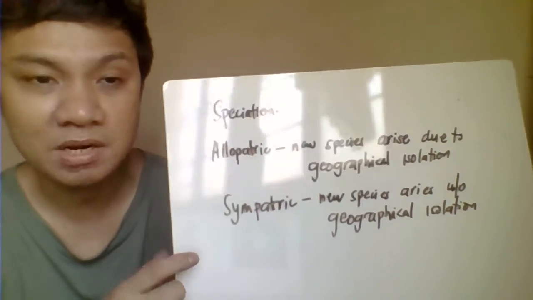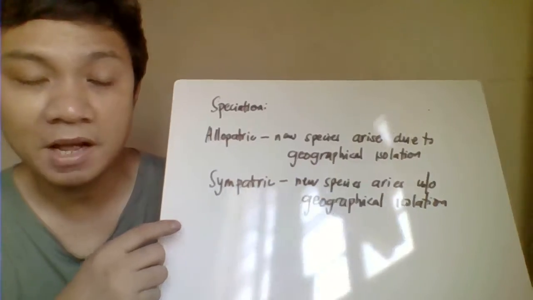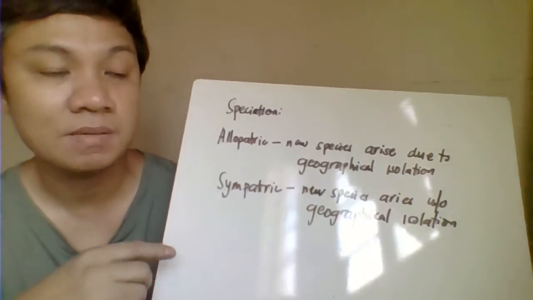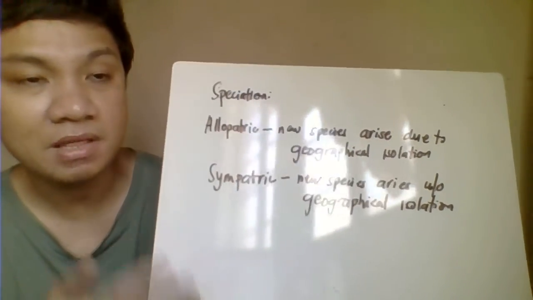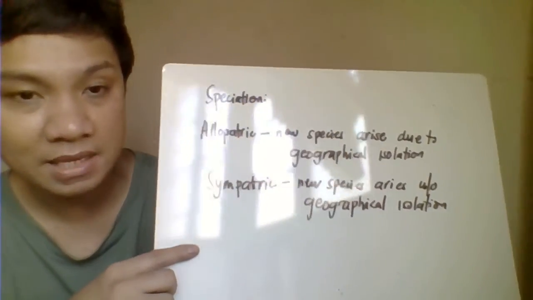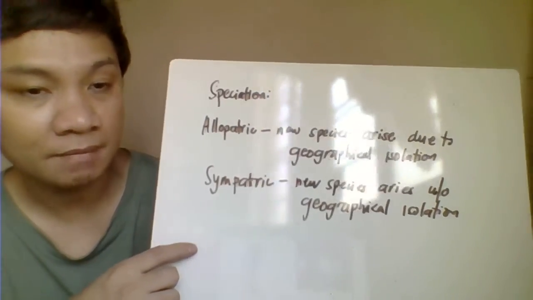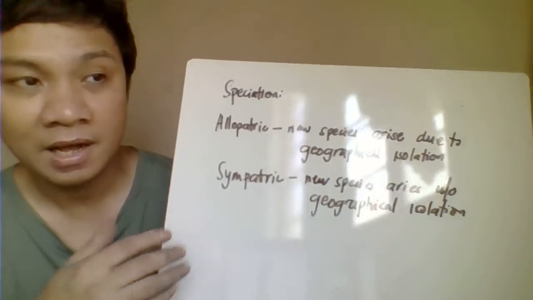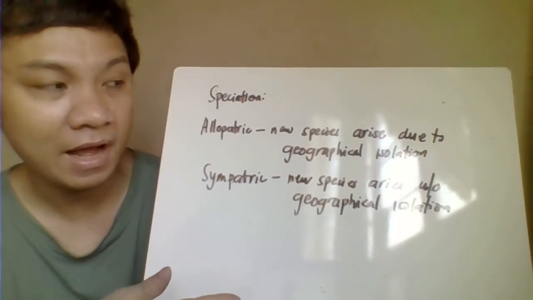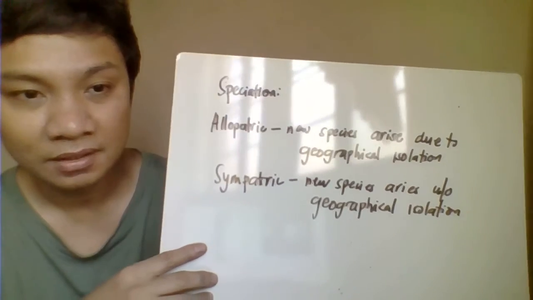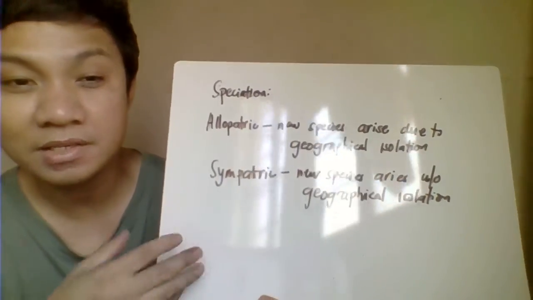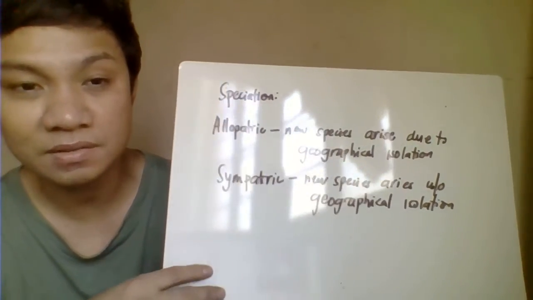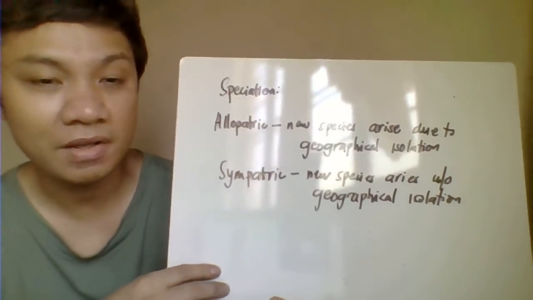Speciation is the production of a new species from the previous one because of the interbreeding of the parents. Okay, so we have the mechanisms of that. You could have the allopatric, and we also have the sympatric. Allopatric is the production of a new species from the parents with geographical isolation. Sympatric, on the other hand, is the emergence of a new species without geographical isolation.